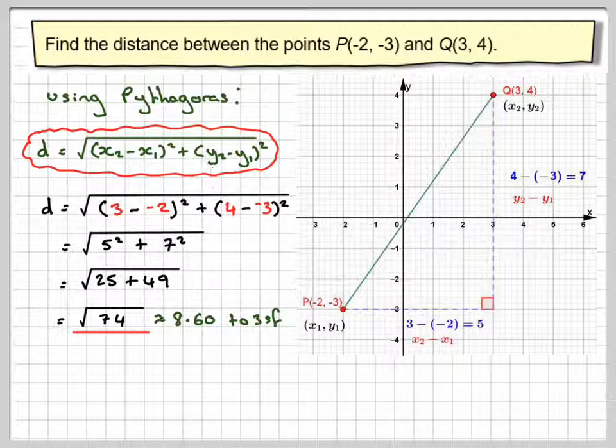So this has been a video to show you how to find the distance between two points, and usually we use this formula without having to actually draw it, but sometimes drawing it can give a much clearer explanation. I hope you've understood, and I thank you very much for watching.